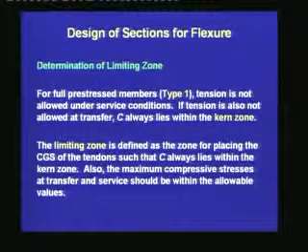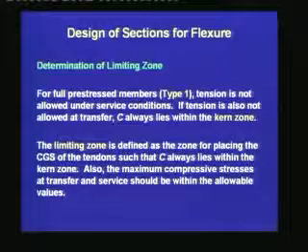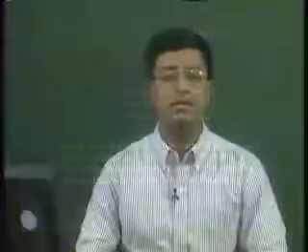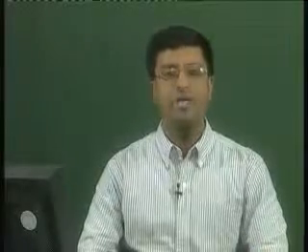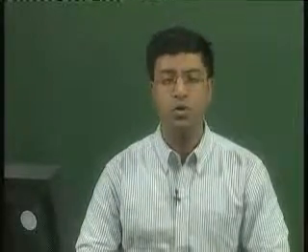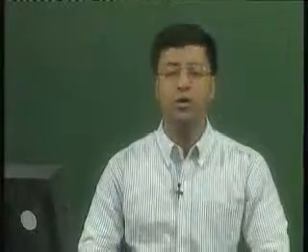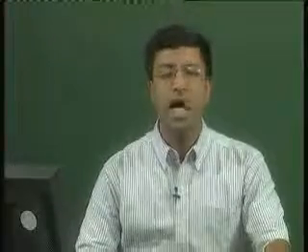Also, the maximum compressive stresses at transfer and service should be within the allowable values. Thus, the limiting zone is related to the placement of the CGS in such a way that for a Type 1 member, the compression in the concrete lies always within the kern zone throughout the span of the beam. We also need to make sure that the flexural stresses at transfer and at service are within the allowable values.